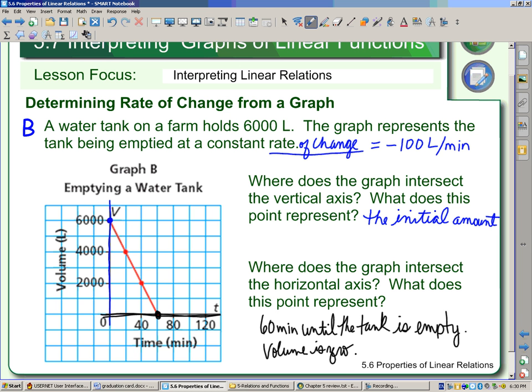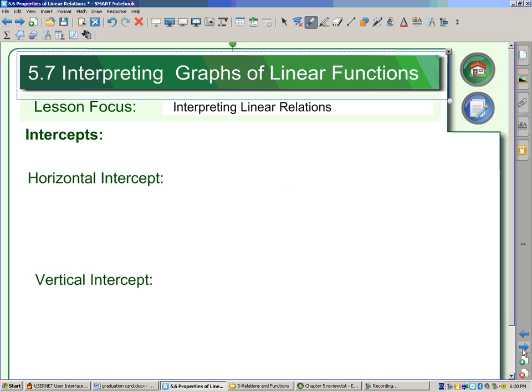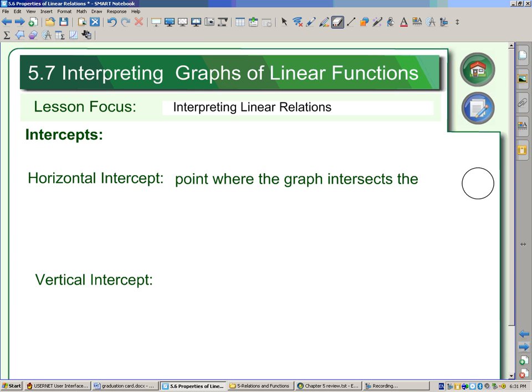When you look at the initial amount, that means right at the start, at time 0, how much is there? So that gives us some interpretation upon the word problem. And I talked a little bit about these, so let's look at the horizontal intercept. Horizontal, the point where the graph intersects the horizontal, or what we call the x-axis. That's what our horizontal intercept is.